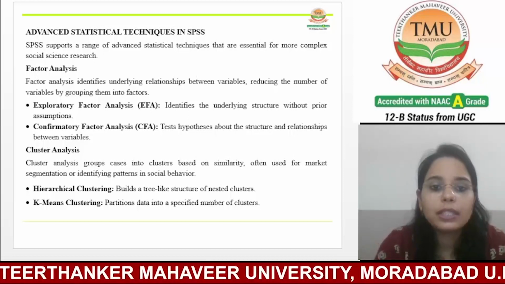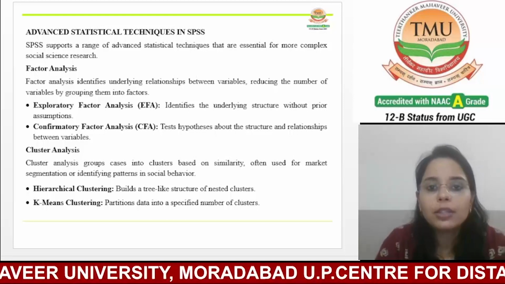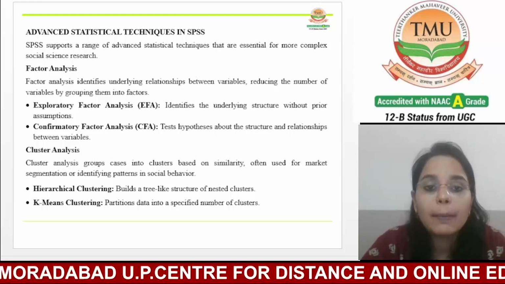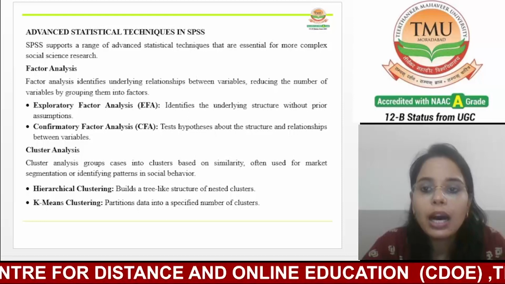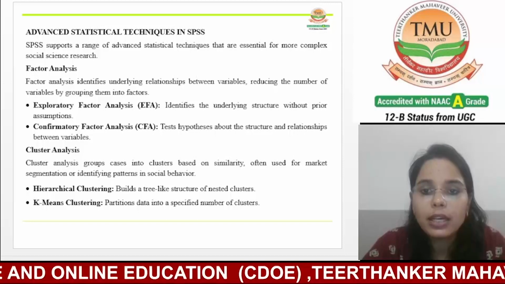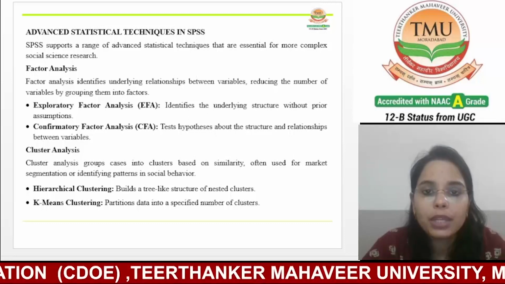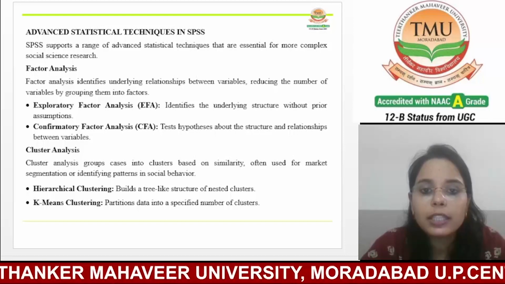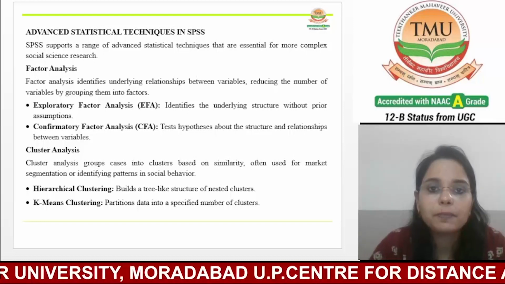Now, the next one is confirmatory factor analysis. This is also known as CFA. Basically, CFA is used when researchers have a specific hypothesis about the structure of data and the relationship between variables. Unlike EFA, which is exploratory, CFA is a hypothesis-driven technique that tests whether the data fit a predefined factor model. In CFA, researchers specify the number of factors and which variables are expected to load on each factor based on theory or previous research.